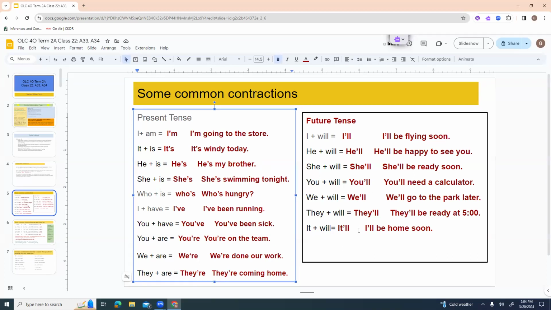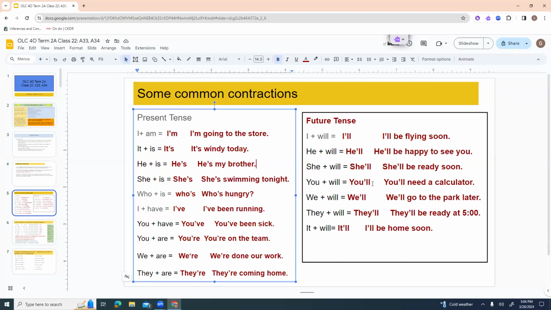These ones are all future tense ones. They're talking about something that's going to happen in the future because the double L at the end of the contraction is short for will, and will is talking about future tense. I plus will is I'll be flying home soon. He plus will, he'll be happy to see you. She plus will, she'll be happy, she'll be ready soon. That's another one that's tricky because it looks like shall.